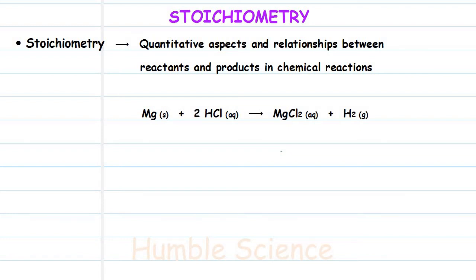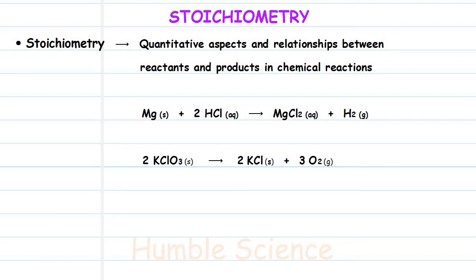amount of magnesium metal. And for this example, is a thermal decomposition of potassium chlorate into potassium chloride and oxygen gas. Using stoichiometry, we can figure out how much potassium chlorate is needed to produce a certain amount of oxygen gas. And also the other way around, we can figure out how much oxygen gas can be produced from a certain amount of potassium chlorate.